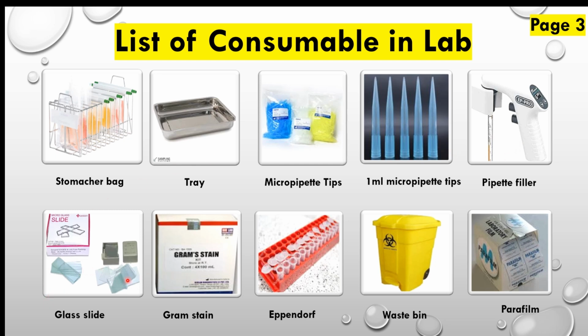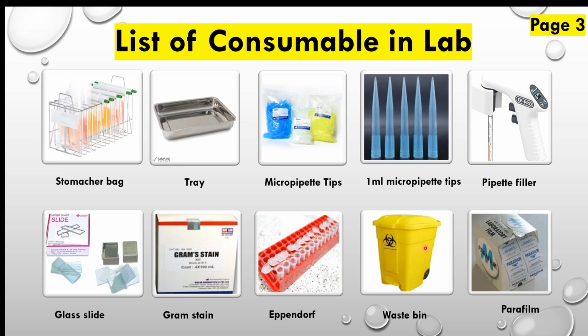Glass slides are normally used for Gram staining, and a microscope is also required for checking whether bacteria are Gram positive or Gram negative. Vials are normally used for storing our positive cultures. We will make glycerol stocks in these vials.